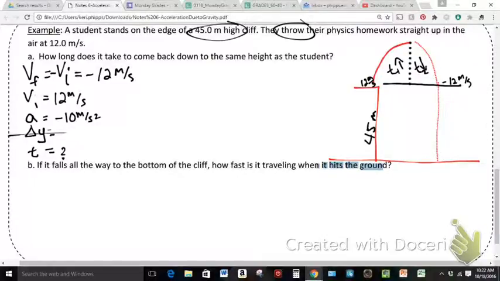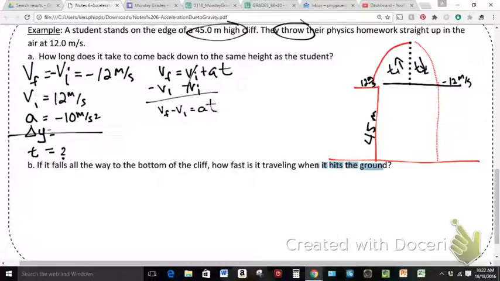So again, we're not going to use the delta y on this one because it just does not pertain, leaving us the equation final velocity is equal to initial velocity plus acceleration times time. We're going to rearrange for time. Subtract your initial velocity from both sides. Final velocity minus initial velocity is equal to acceleration times time. Divide both sides by acceleration. You are left with final minus initial velocities divided by acceleration is equal to your time.